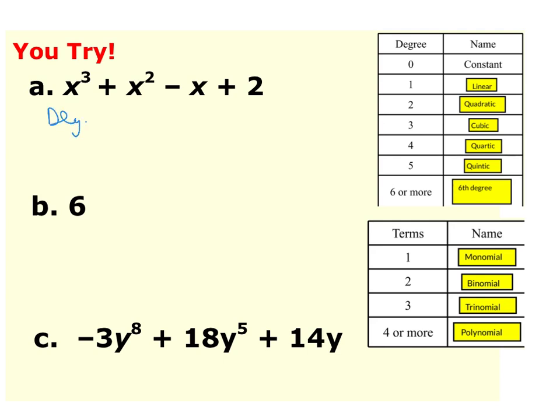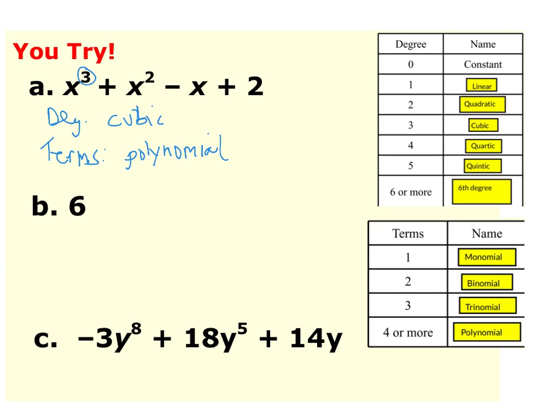So the degree for this one, the degree would be 3. I'm just going to write down the answer, so you would just write down cubic. It's all you need to write down, nothing more. For the terms, we have 1, 2, 3, 4 terms. If I look down below, 4 terms is called a polynomial. That's the answer. All you have to write down, cubic polynomial.